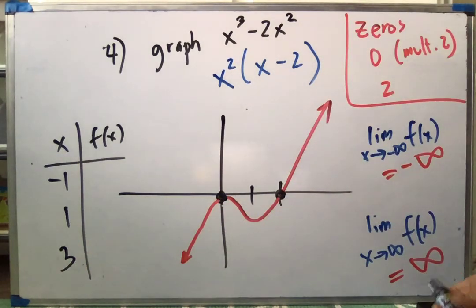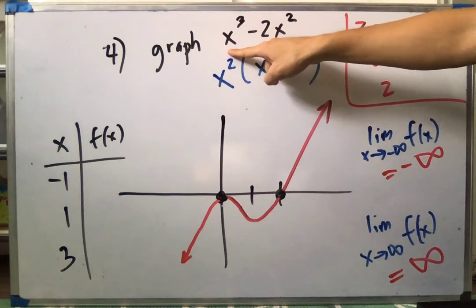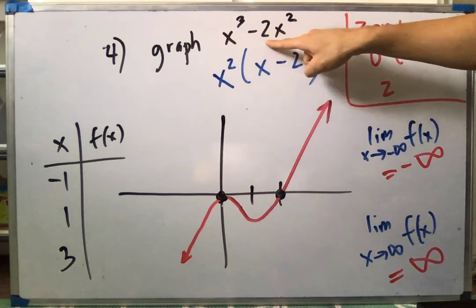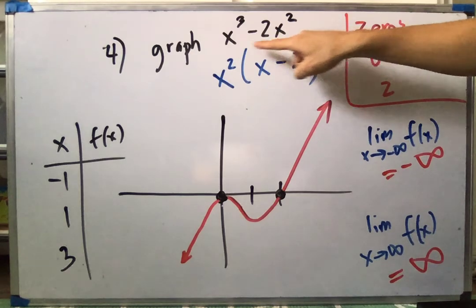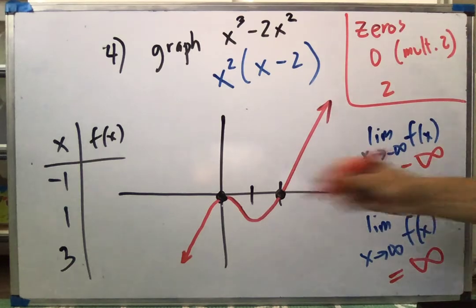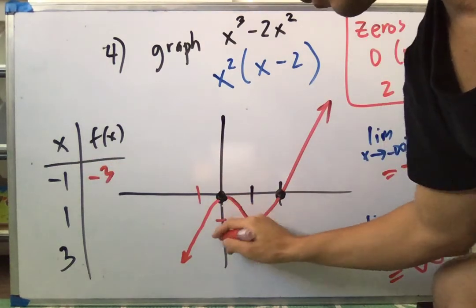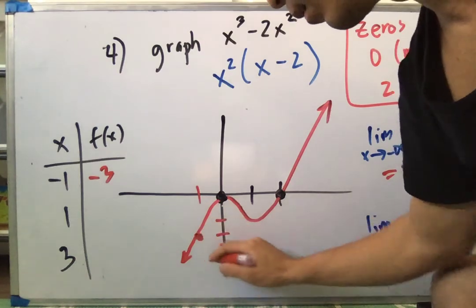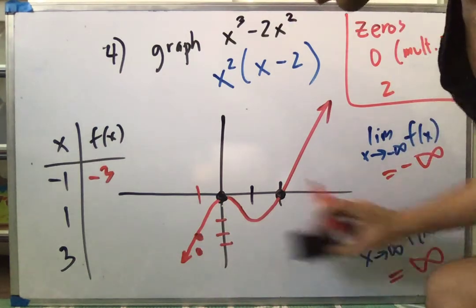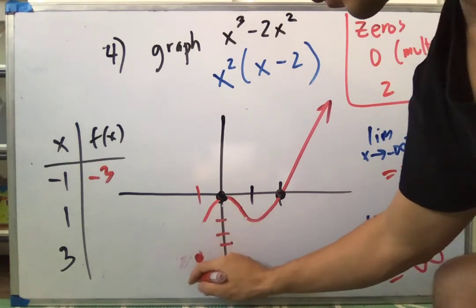Alright, if I plug in negative 1, that's going to be negative 1 times negative 1 times negative 1, that's negative 1, minus 2 times 1. That's going to be negative 3. So negative 3. Yeah, if I wanted to, I could plot that point. Oh, down here actually. So the thing would have been steeper, a little steeper than I had originally graphed.